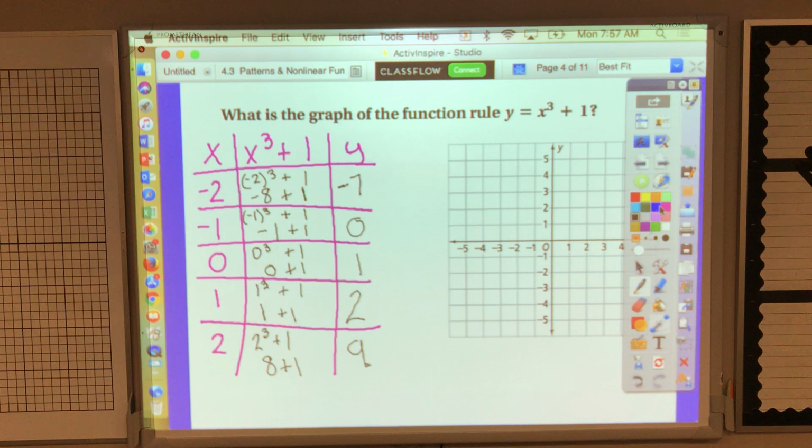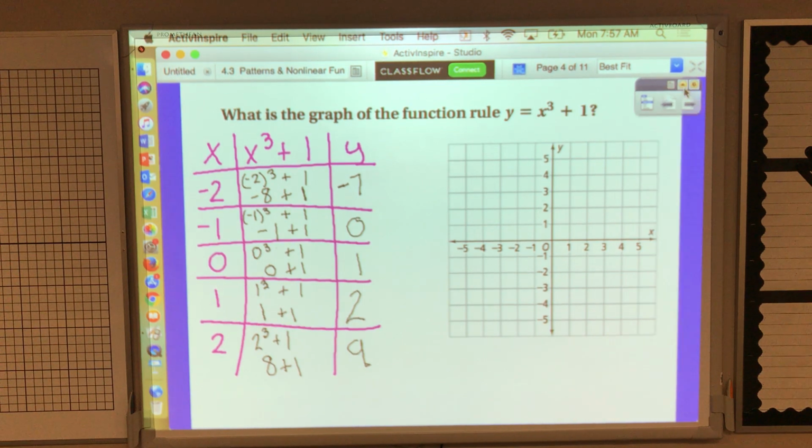Once I've done that work, I'm ready to graph my equation. Okay, so my first ordered pair was at -2, -7. Now my graph isn't quite big enough, but I know this is -6. So -2, -7 is going to be right about here. At -1, I'm at 0. Okay. At 0, I'm at 1. At 1, I'm at 2. And at 2, I'm all the way up at 9.